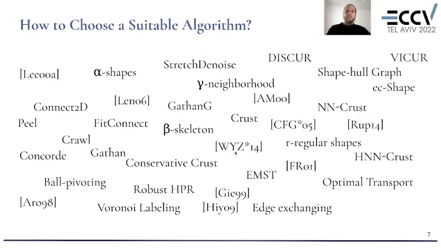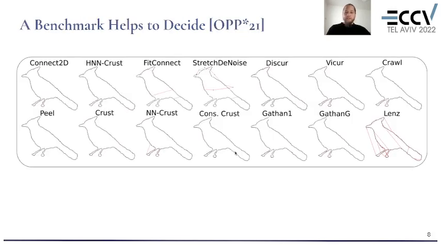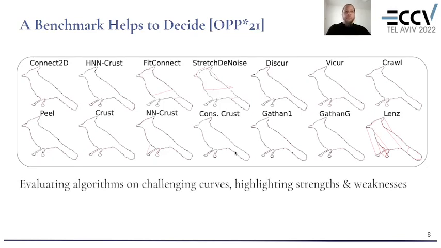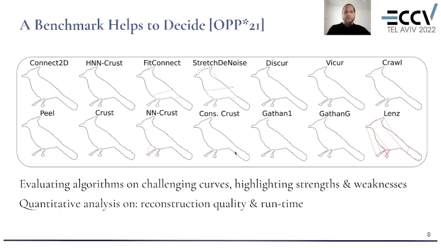In the last 3 decades, a number of curve reconstruction algorithms have been developed, but how can we know which algorithm to choose for a specific problem? Last year, we published a benchmark and survey at Eurographics, where we evaluate a number of algorithms on challenging curves, highlighting their strengths and weaknesses. Here you can see 14 algorithms that we compared with quantitative analysis on reconstruction quality for different aspects and also runtime.